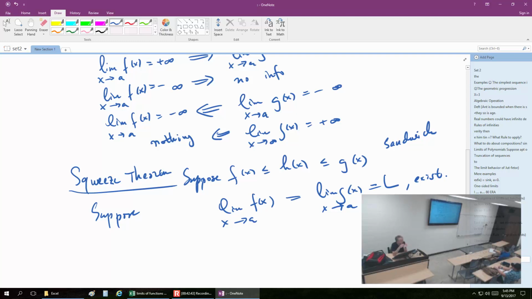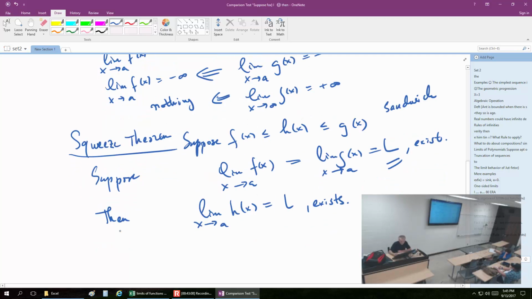If one bound goes to your left pocket and the other bound goes to the right pocket, then you have no control. You have no idea where the rest of the sandwich went. But when they go to the same place, then you're good. And so you conclude that the limit of h also exists and is equal to L.